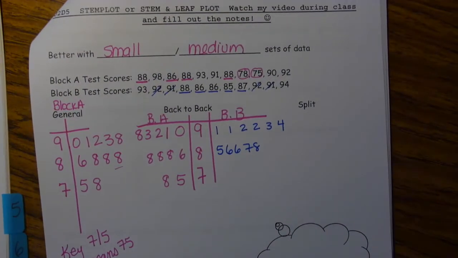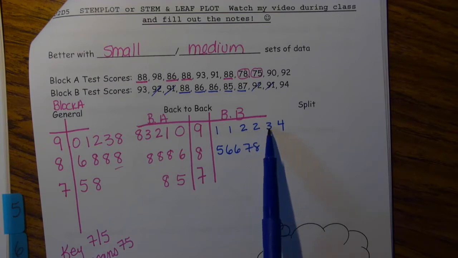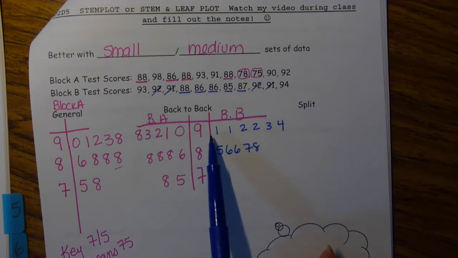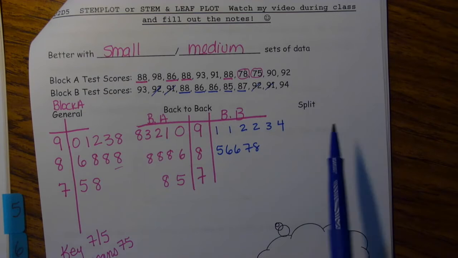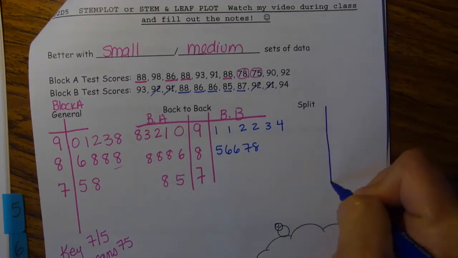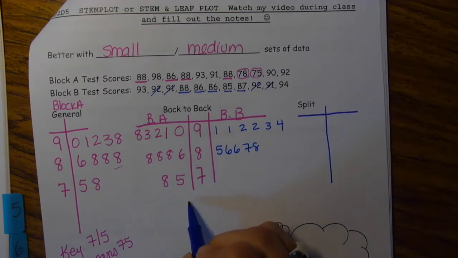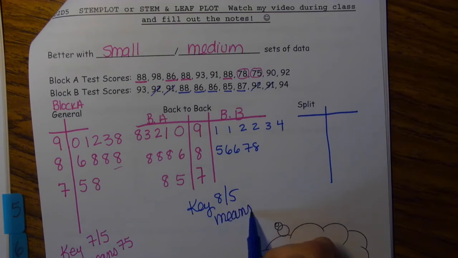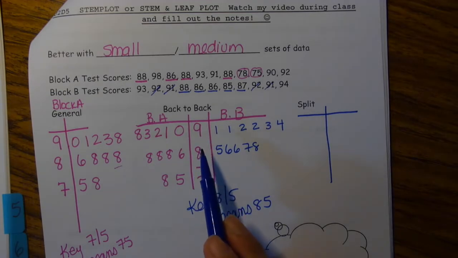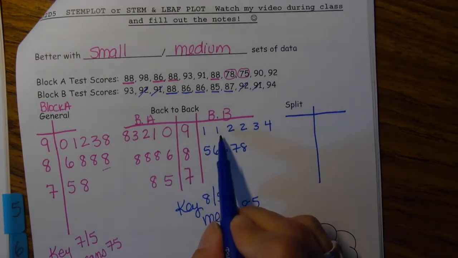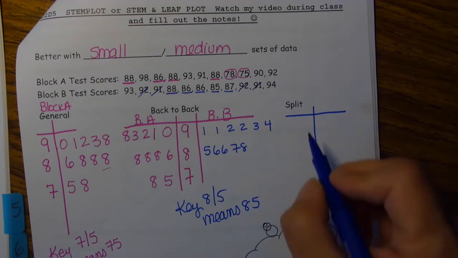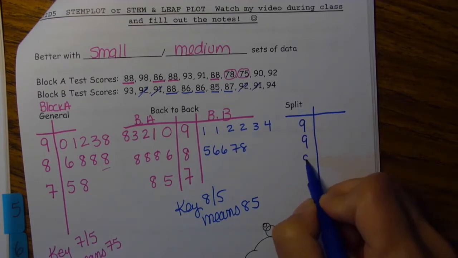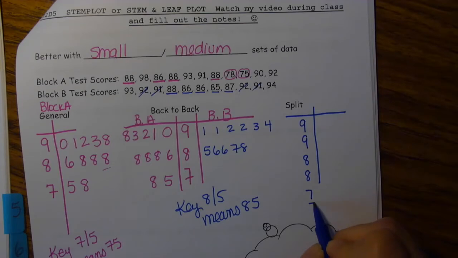A split stem, sometimes these numbers stick out really far. So rather than keep going and making my paper really, really long, I'll write a 9 in there twice. Now, if you do it for the 9s, oh, we forgot our key over here, key. You know, I would say 8/5 means 85. When you tell someone what that means, that reminds them that this is the 10s place and this is the 1s place. So let's say I don't have enough room to just make my leaf be that long. I can do 9, 9, 8, 8, 7, 7.